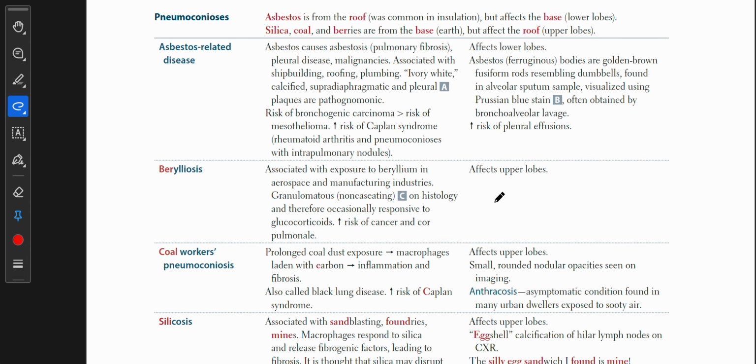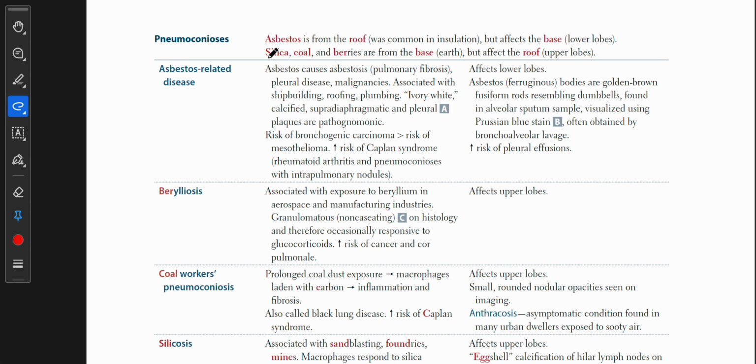And pneumoconiosis, this is our last topic for today. Asbestos is from the roof, was common in insulation, but affects the base, that is the lower lobes. Silica, coal, and beryllium are from the base, that is earth, but affect the roof, that is the upper lobes, right? Asbestos is from the roof, was common in insulation of wires, but affects the base of the lungs. But silica, coal, and beryllium are found in earth, that is the base, but they affect the roof of the lungs, that is the upper lobes. We can remember it like that.